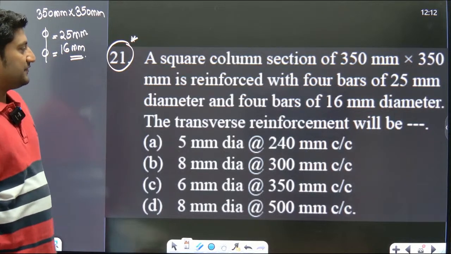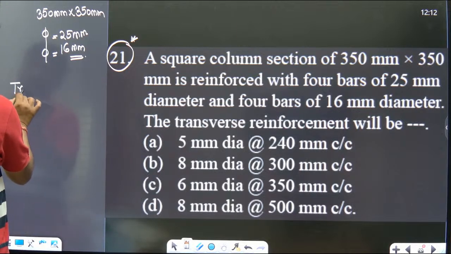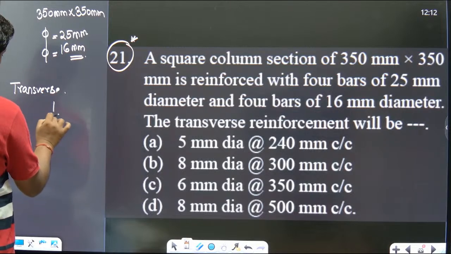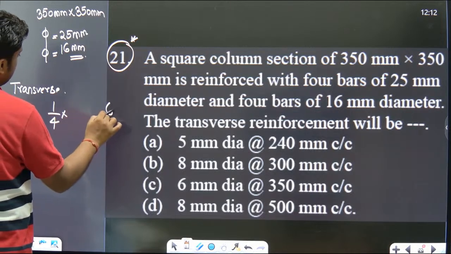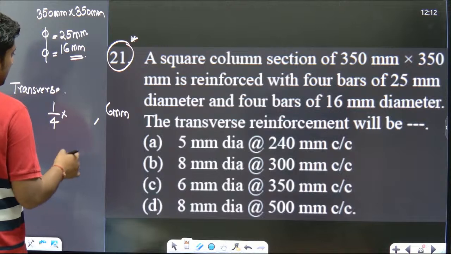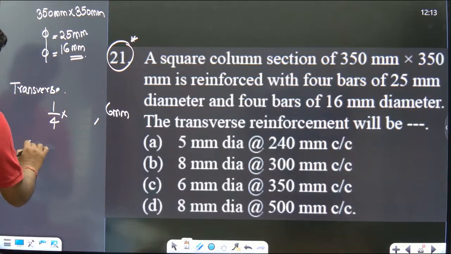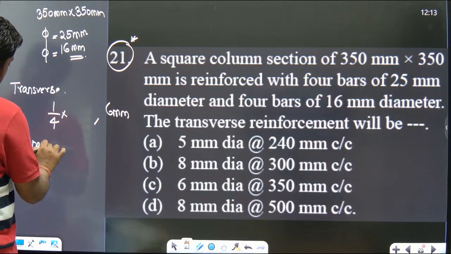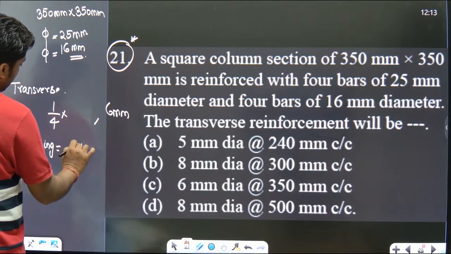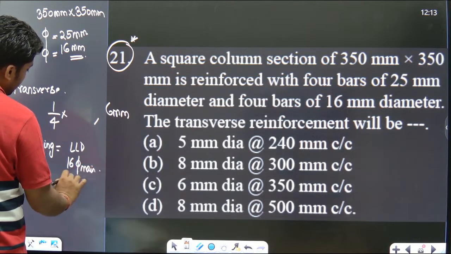Look carefully at the transverse reinforcement. The diameter of transverse reinforcement shall not be less than 1/4 times the main reinforcement diameter, as well as 6 mm. So what will be the correct answer? 1/4 times of 25, or 6 mm, and the spacing is the least lateral dimension, 16 times the diameter of the main bars, as well as 300 mm.